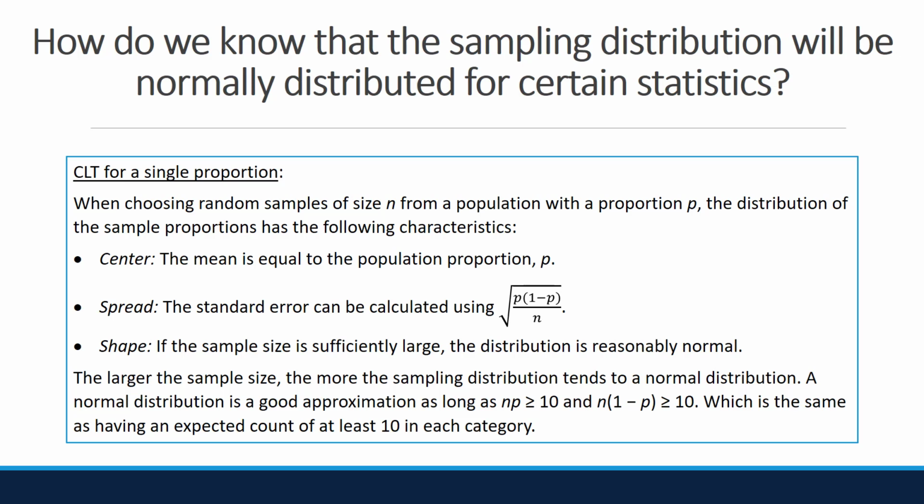A normal distribution is a good approximation as long as n times p is greater than or equal to 10 and n times 1 minus p is greater than or equal to 10, which is the same as having an expected count of at least 10 in each category. It should be noted here that different texts may have a requirement other than 10.